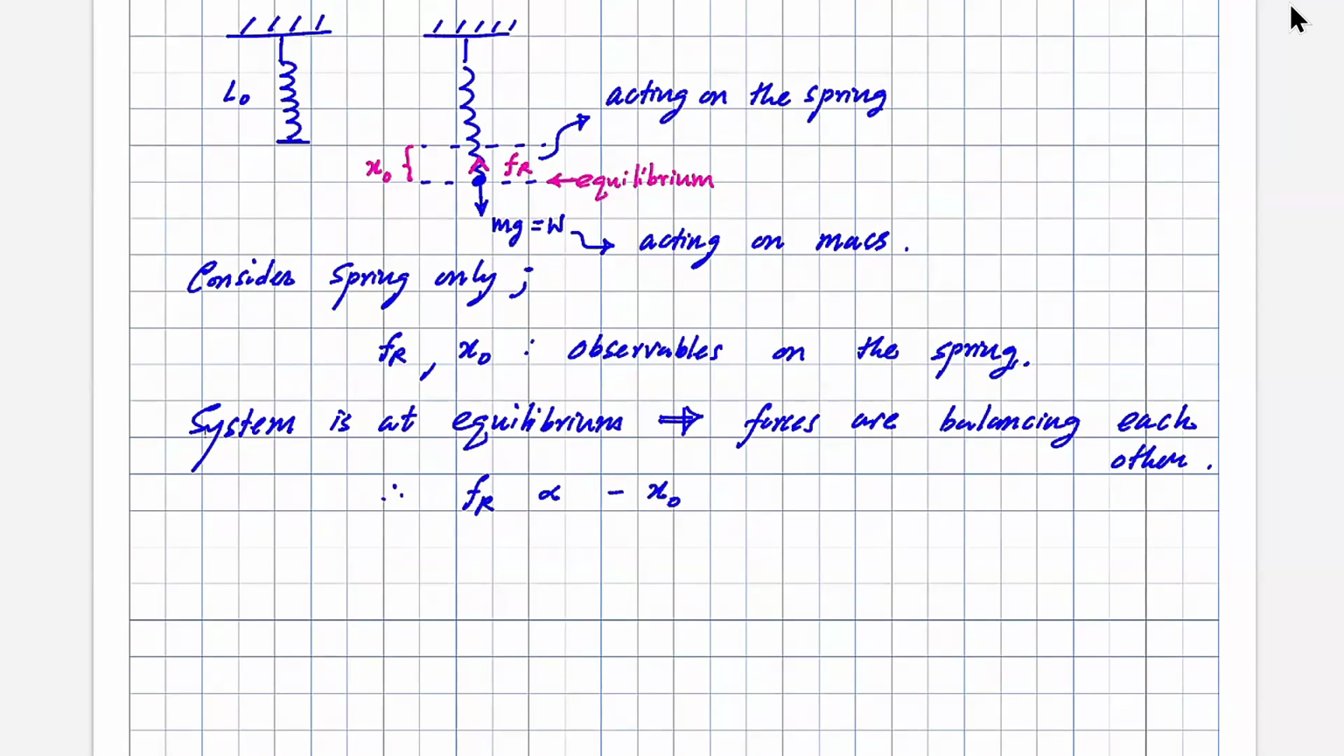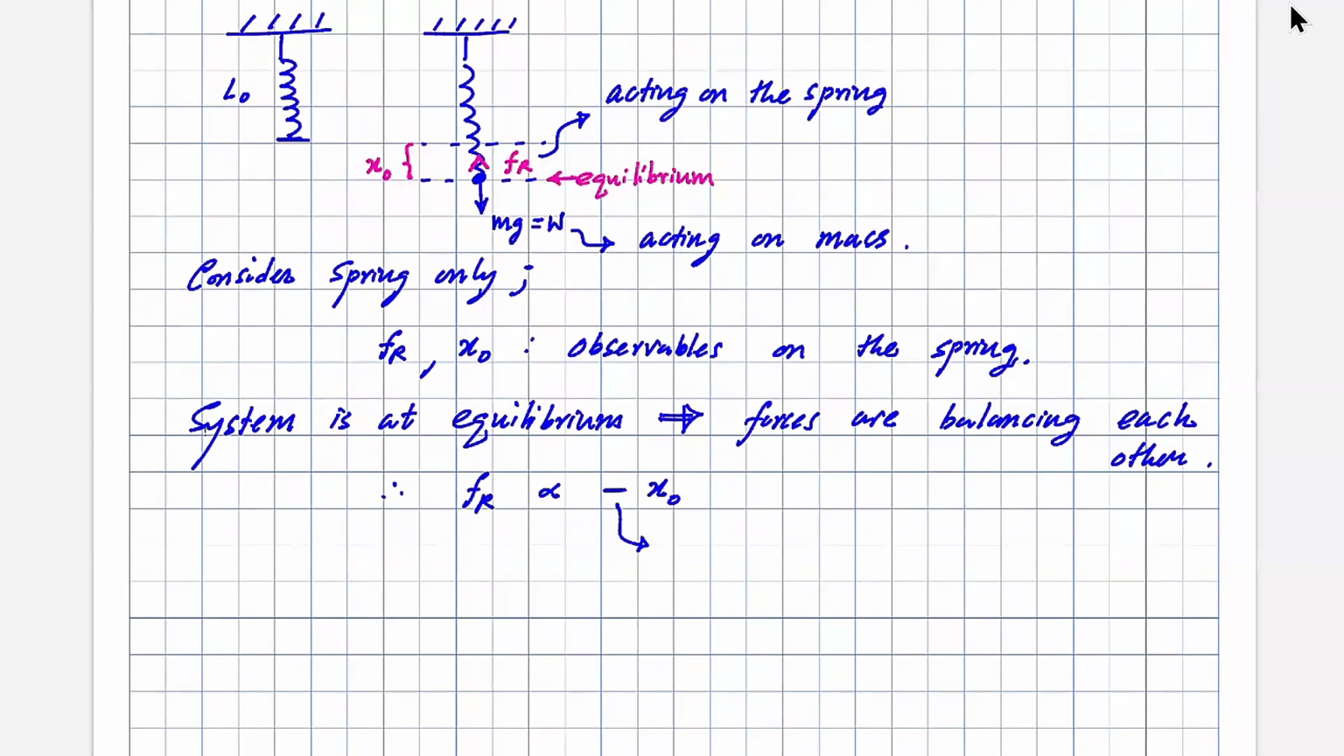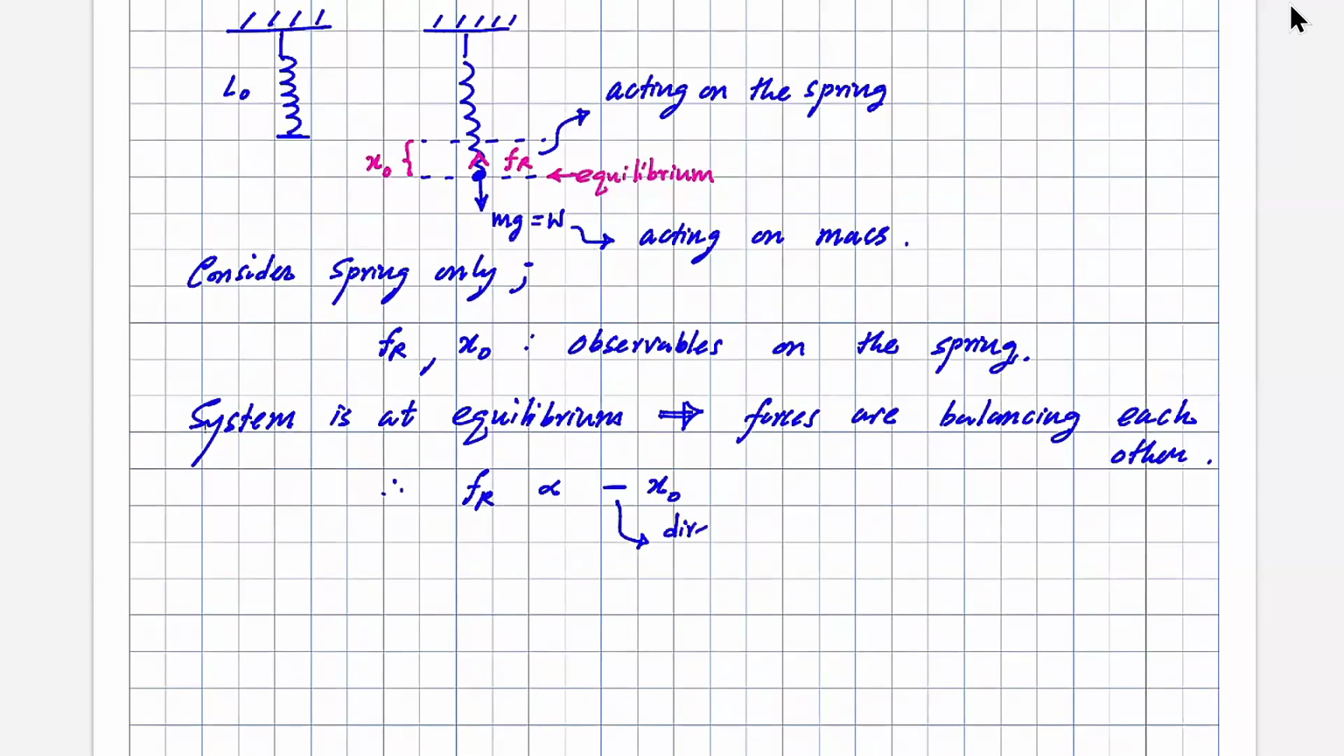Now in part 1, I discussed this minus. This minus is mainly due to the direction. x0 is measured in this direction, Fr is acting in this direction. So you can see the direction mismatch, right? So this x0 is the extension, and the minus is due to direction.